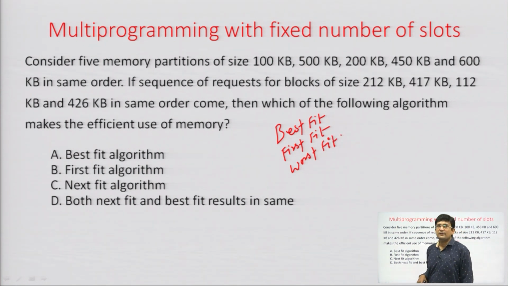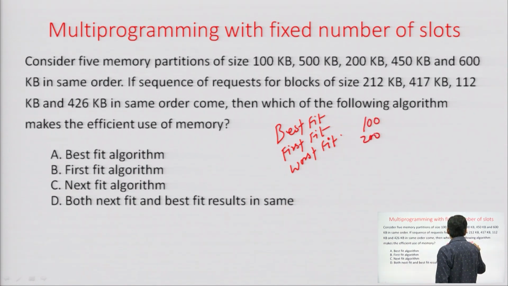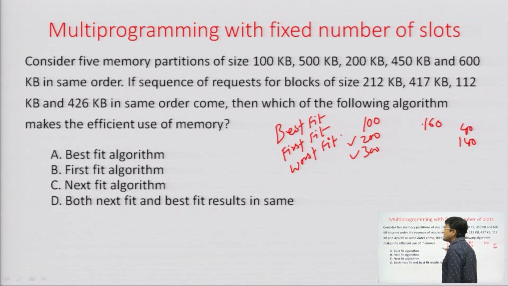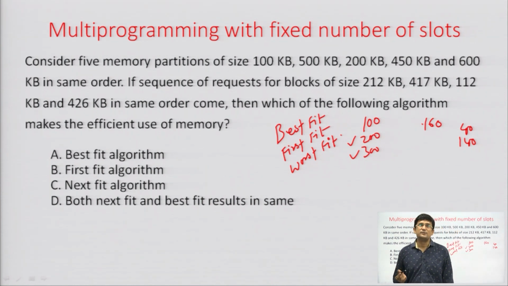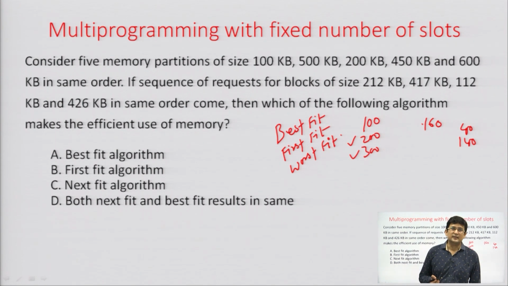The best fit algorithm says that you should accommodate your process in that partition by which the minimum wastage of memory is there. For example, if I have partitions of 100, 200 and 300 sizes and the process size is, let us say, 160, I can accommodate the 160 size process in the 200 size block and also in the 300 size block. If I accommodate it in the 200 size block, the wastage will be 40. If I accommodate this in the 300 size partition, then the wastage will be 140. So, I should prefer the 200 size partition because the least memory, least fragmentation is there for this partition.